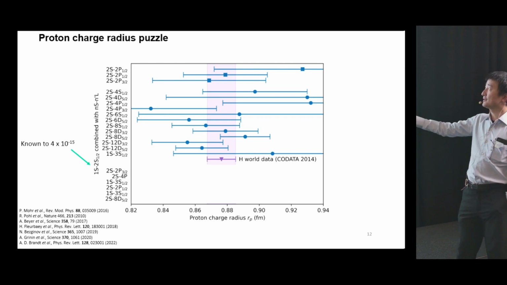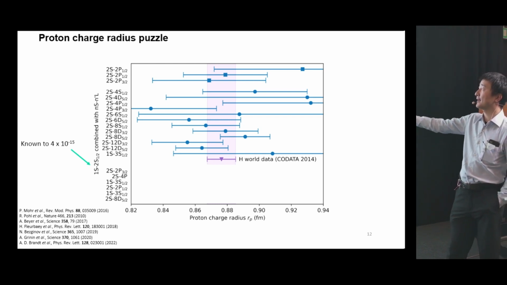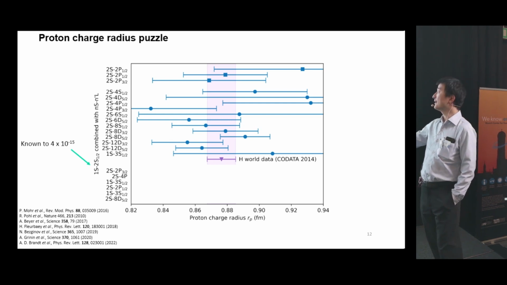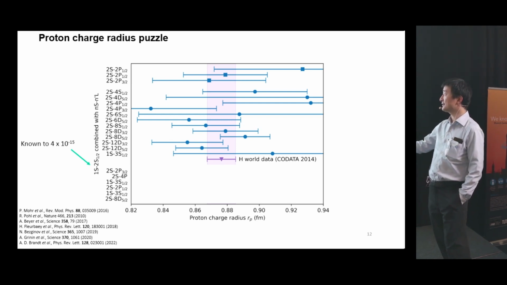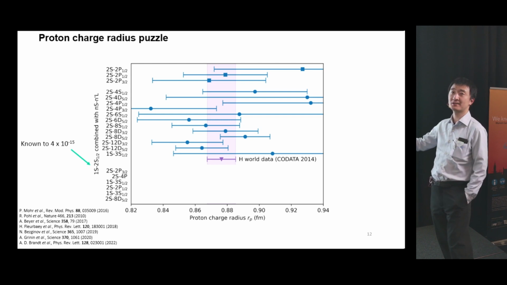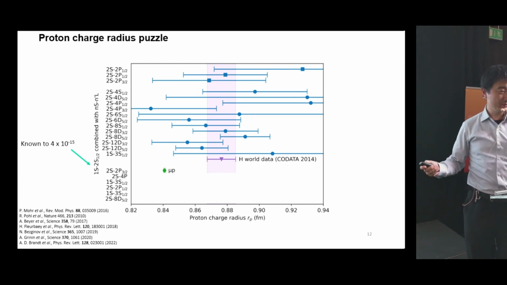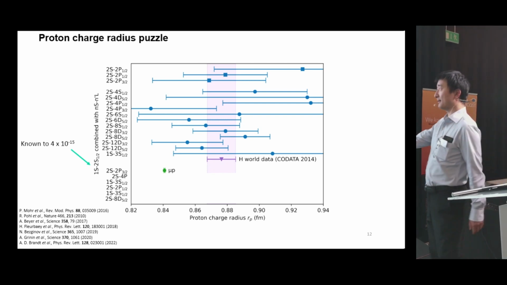And everything is consistent. We can simply take a statistical average of all these measurements to make one average data of proton charge radius obtained from all these hydrogen spectroscopy. So far everything looks healthy.